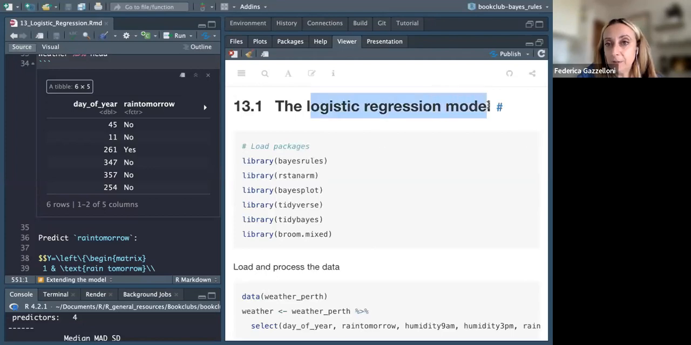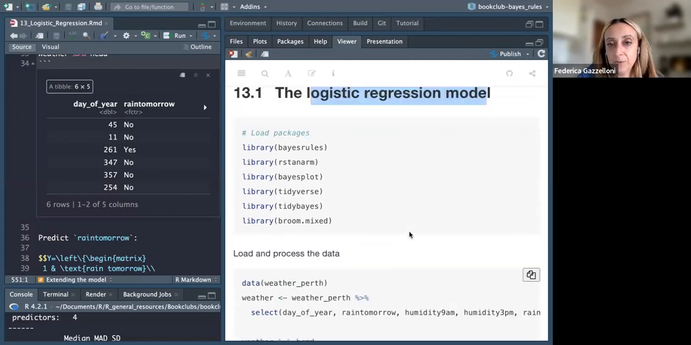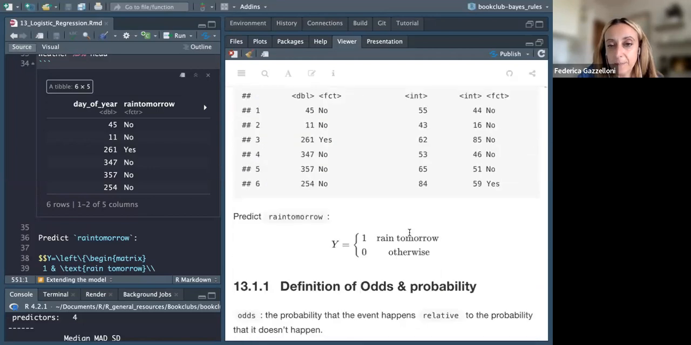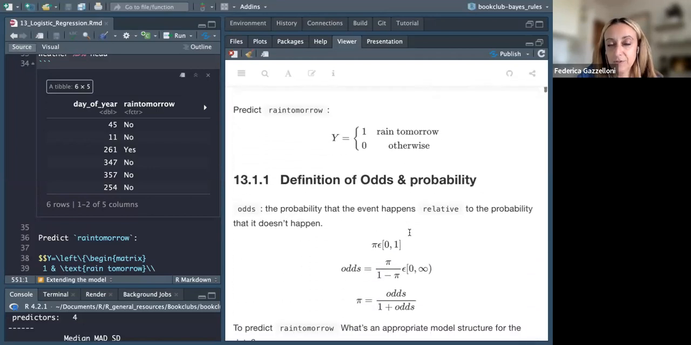So basically, the logistic model, we know that it is based on a binary classification. And so to predict the rain tomorrow, we assess the response variable to be binary, more specifically one if rain tomorrow, or zero otherwise.